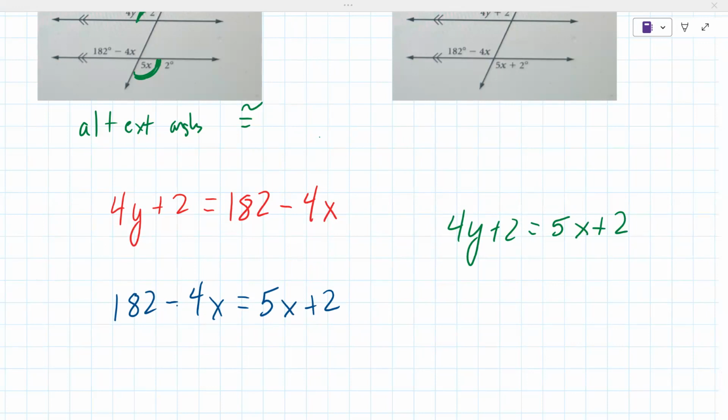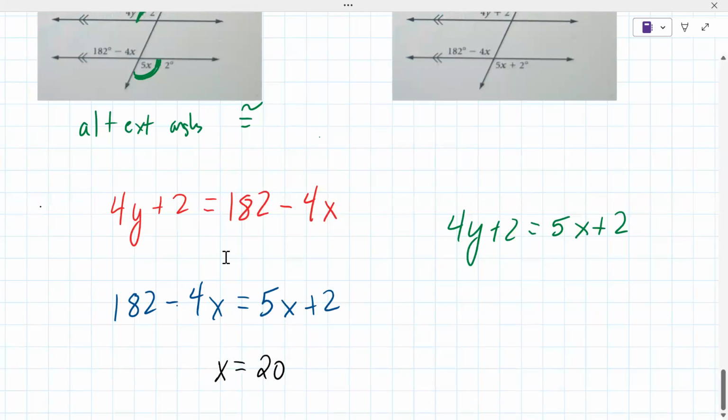When I see a problem like this, when I'm trying to set up the equation, I should always go with something with the same variables on each side. Yes, that would be preferred, the path of least resistance. I have 180 equals 9x, so x equals 20.